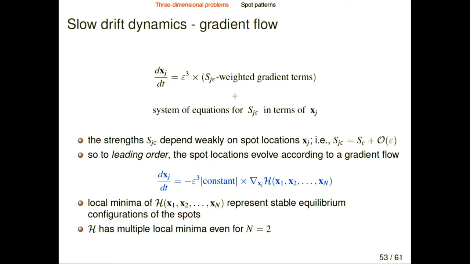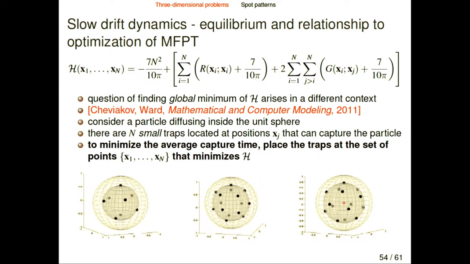Each of these local minima represents a stable equilibrium configuration for the spots. This kind of energy or potential comes up in a very different place. Suppose, as in the example I was showing you, you had antennas you wanted to place in optimal configurations. If you want to do that in 3D, you want to put these traps at locations for which this is minimized. So you see this connection between the dynamics of the spots and an optimization problem for the MFPT.